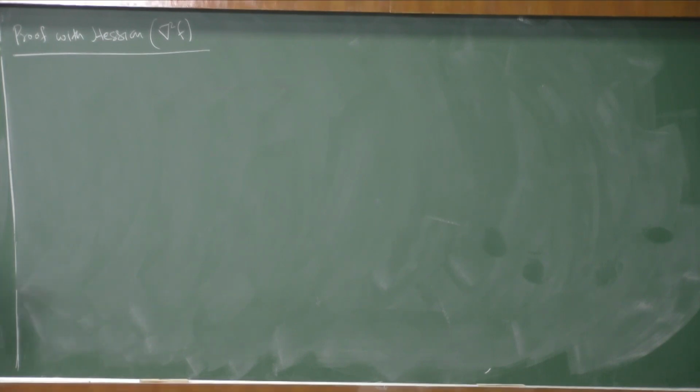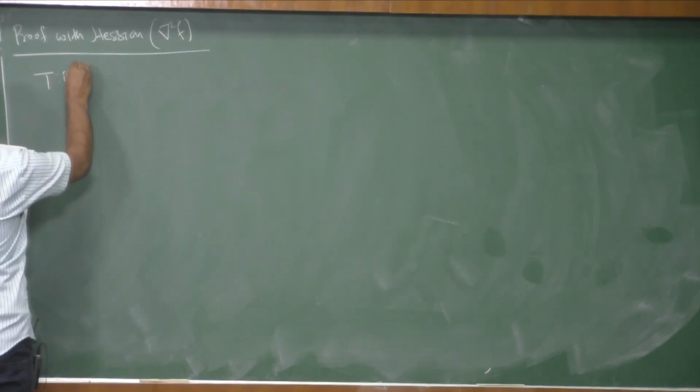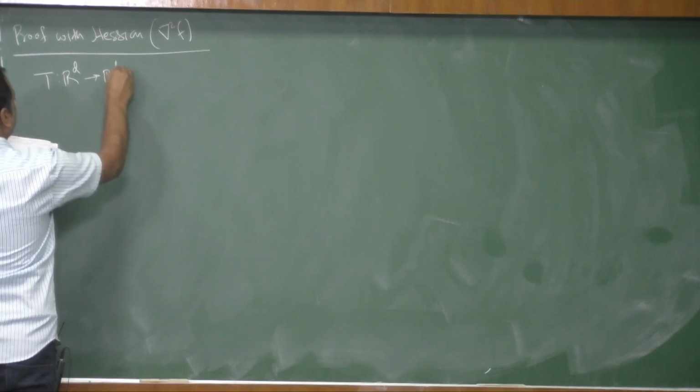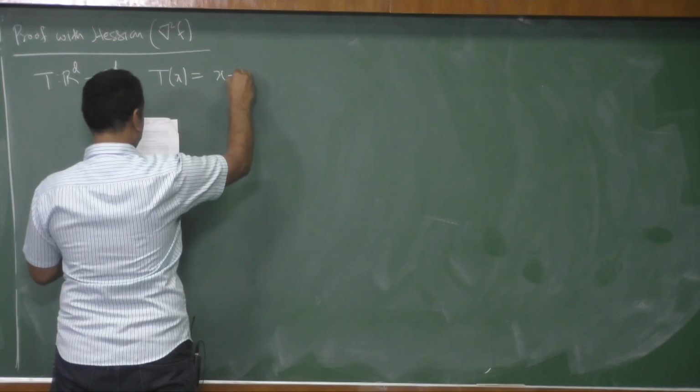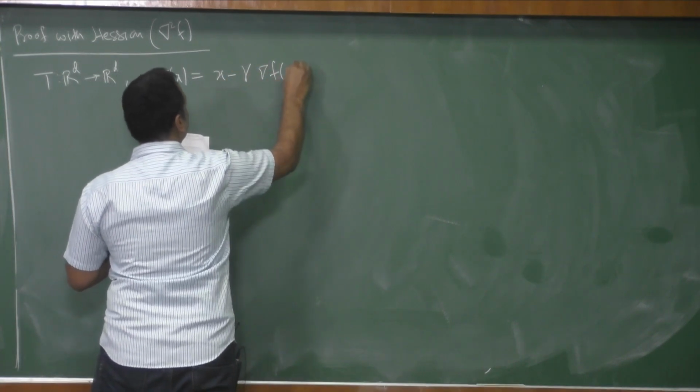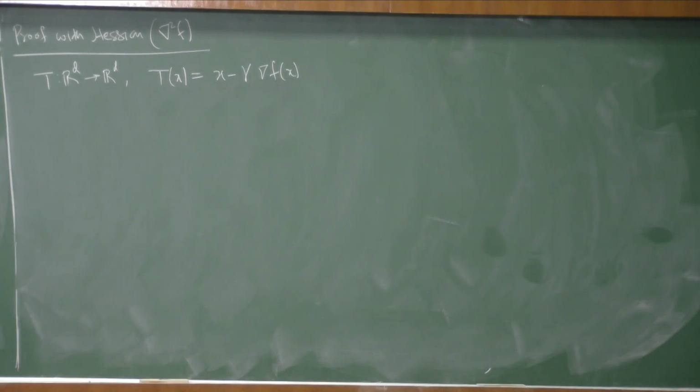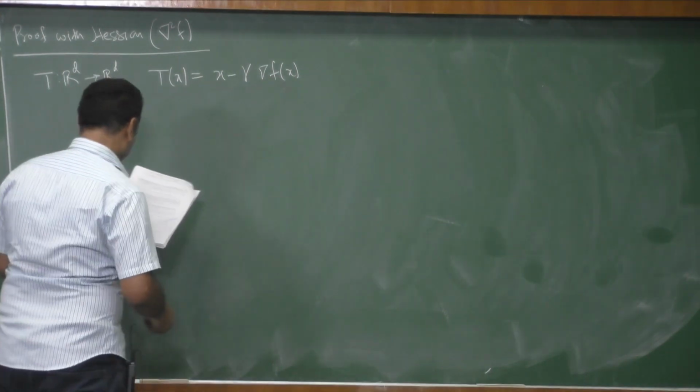So let T from R^d to R^d, and let us say that T is x minus gamma grad f(x). By looking at T, you can say that T is doing a gradient descent step, right? And I am seeing this gradient descent step as an operator now, operator T. You give x to the operator, and it does one gradient descent step for you. Essentially, we are going to some fixed point iteration idea, but let us use these notations first.